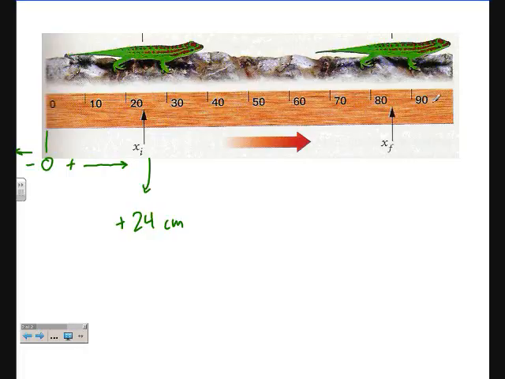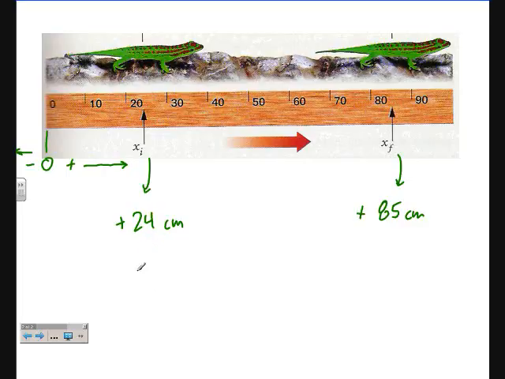Then that gecko moves down here to somewhere around 84, maybe 85, okay? But once again, his final position, if we're talking about position, we not only have to talk about how far he is away from the reference point, but we also have to talk about what side of the reference point he is on. So once again, that's going to be positive 85 centimeters.